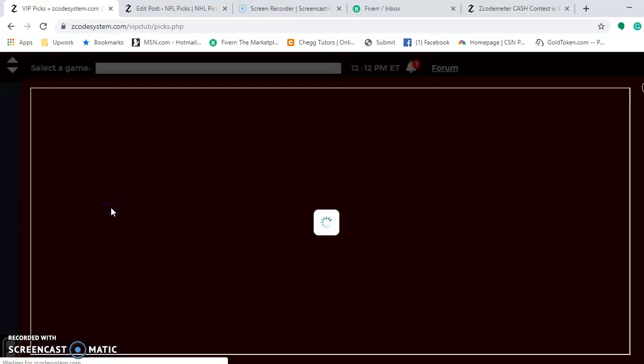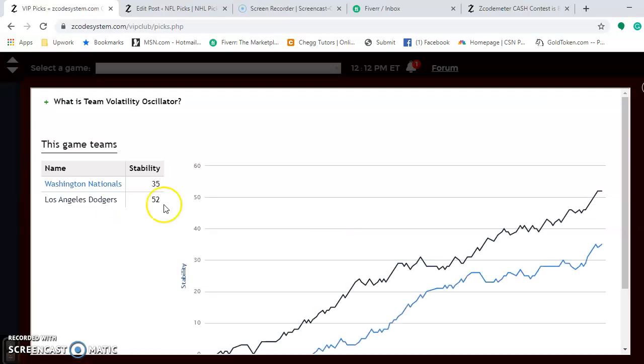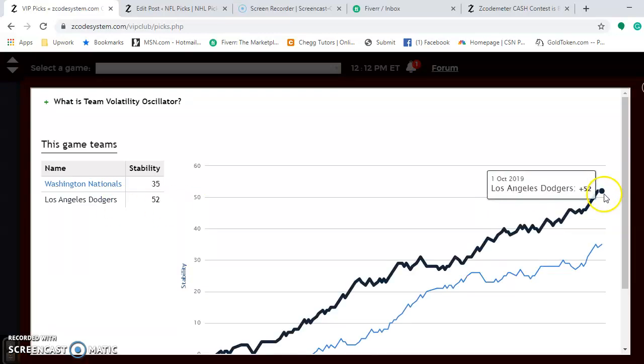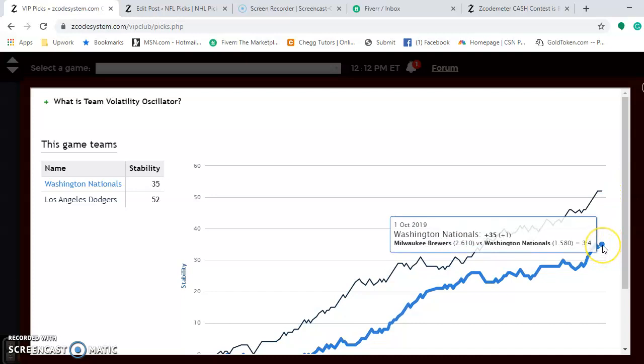How stable are the two teams? Now let's take a look at that as well. The Dodgers at plus 52 stability. The Nationals at plus 35. Both teams are playing very stable ball, which means they're performing consistently according to their favorite underdog status.